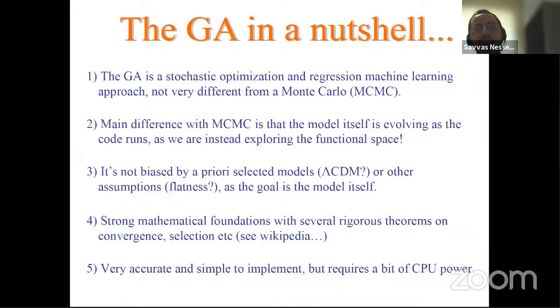Practically we can fit, for example, type 1a supernova data. We'll show an example later, and we don't have to assume that the universe is flat. I will just take the data, fit them, and get a function. I will show you in a moment.